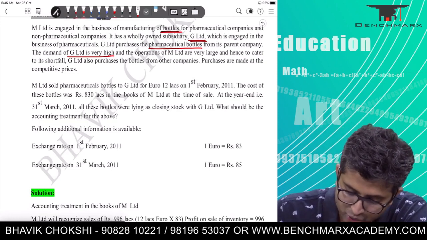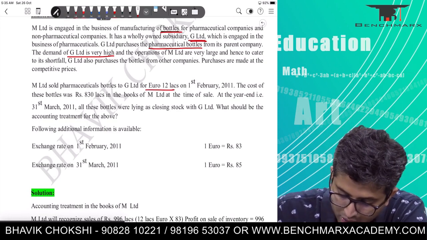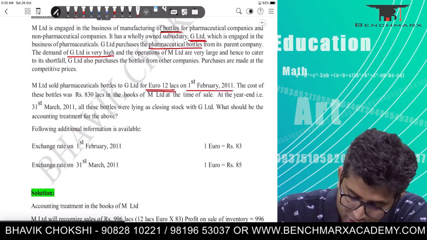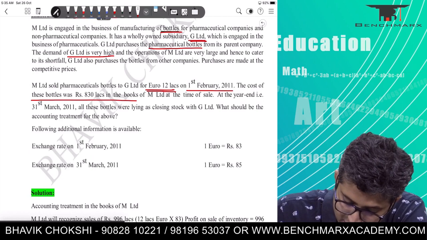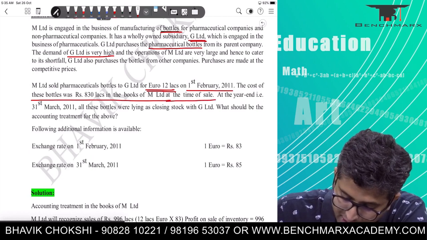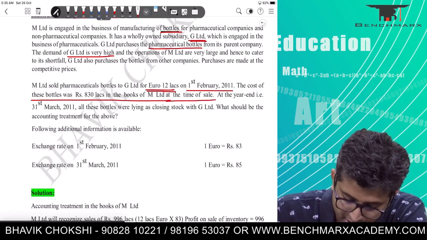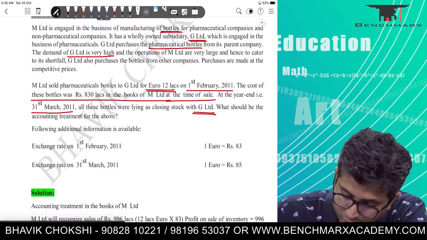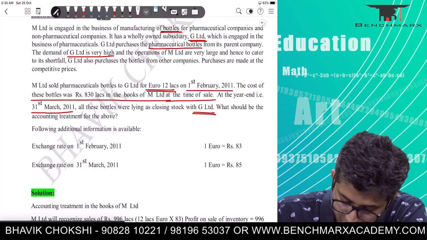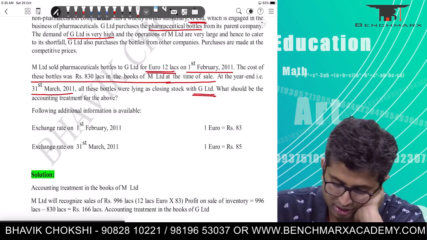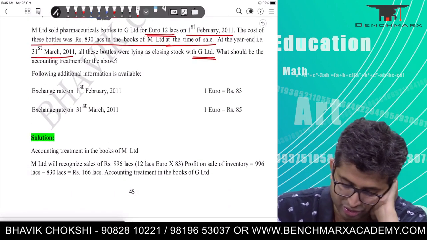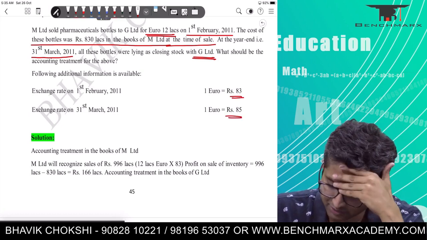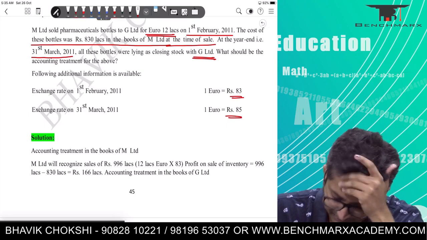M sold pharmaceutical bottles to G for 12 lakh euros on 1st of February 11. The cost of these bottles was rupees 830 lakhs in the books of M at the time of sale. At the year end, on 31st March 11, all of these bottles were lying in the closing stock with G. What should be the accounting treatment for the above? The following information is available. The exchange rate on 1st of February is 83, and that on 31st March is 85.